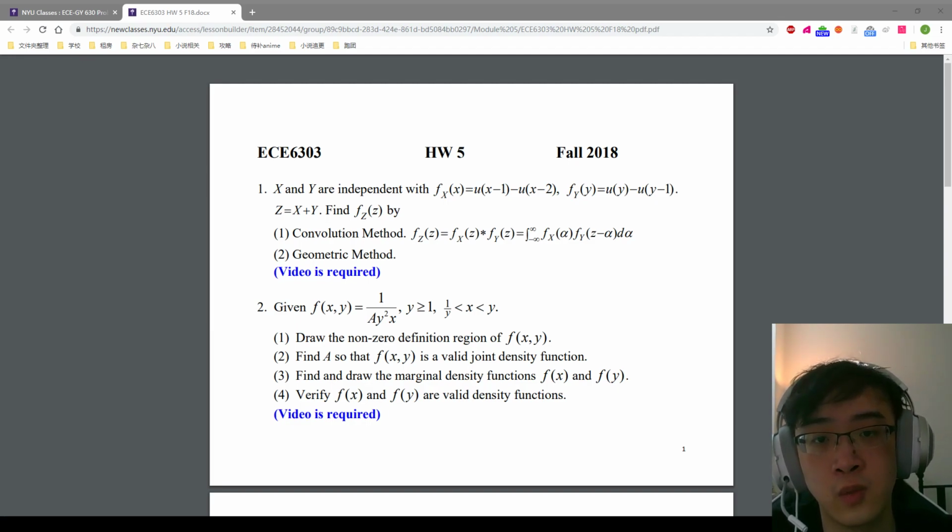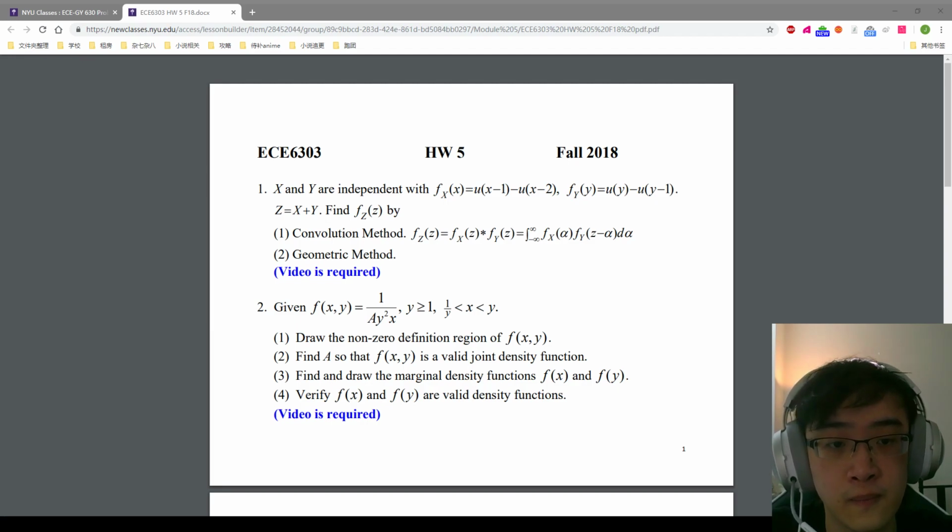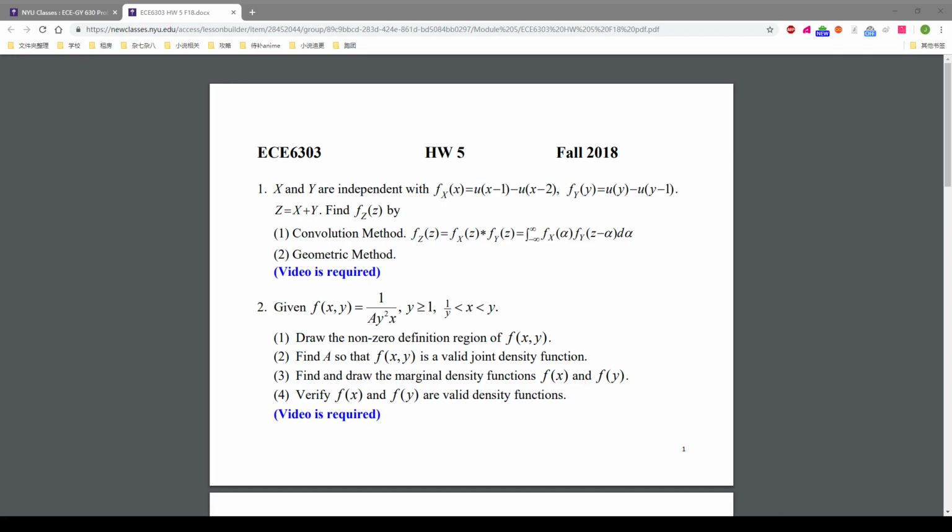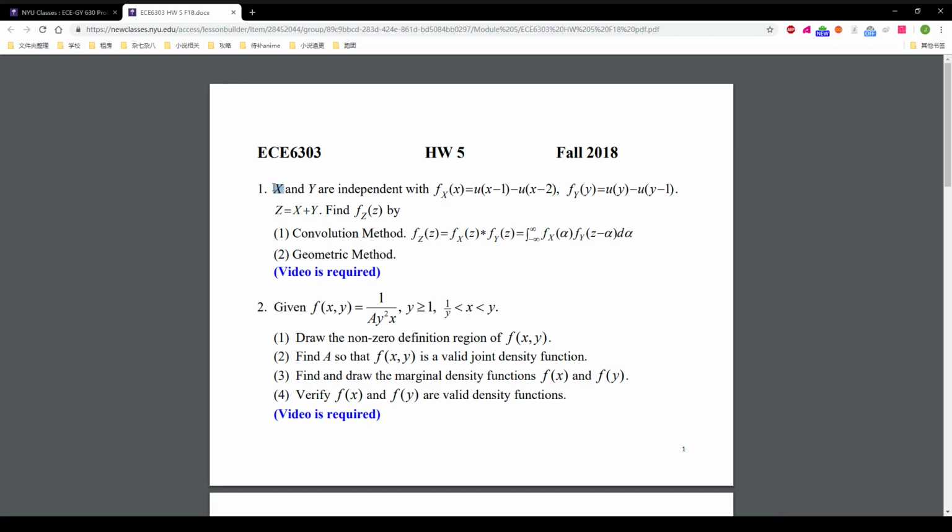This video is for the Probability Homework 5, Problem 1. In this problem, X and Y are independent, and Z is equal to X plus Y, and our mission is to find the f_Z. There are two methods. The first question requires us to use the convolution method, and the second question is for using the geometric method.